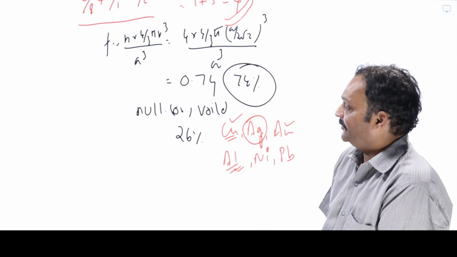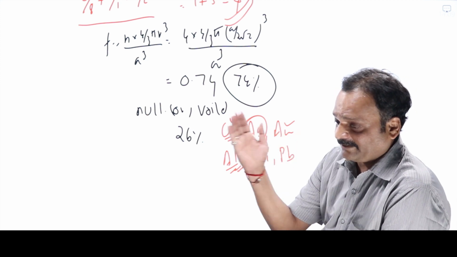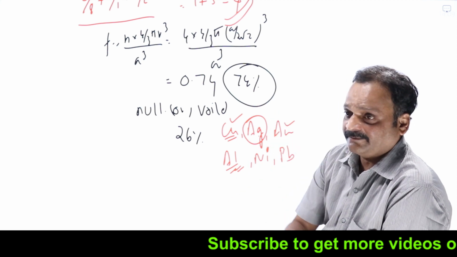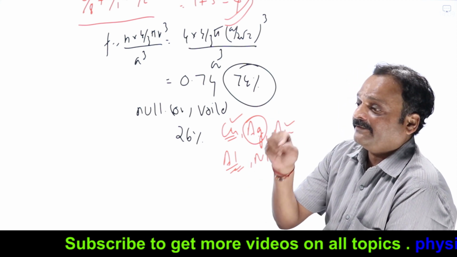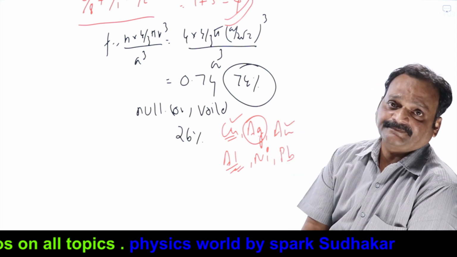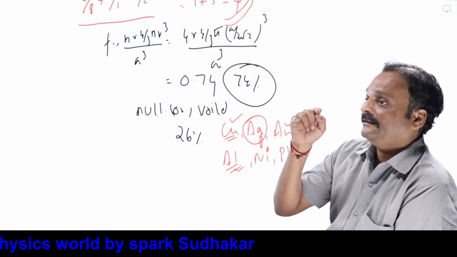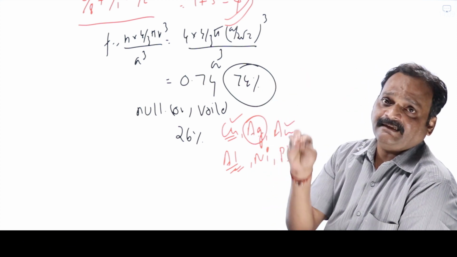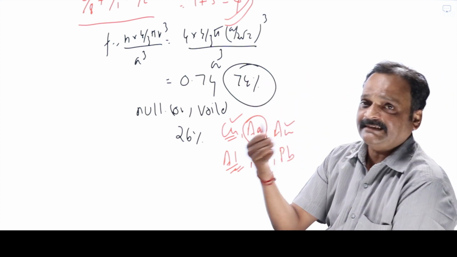So this is about cubic systems. In cubic systems, there are 3 Bravais lattices. If only 8 atoms are there on the 8 corners, it's known as simple cubic unit cell. If an additional lattice point is present at the body center, we call it BCC structure. If there is no body-centric lattice point, and only face-centric atoms are there along with the corner atoms, we call it FCC structure.